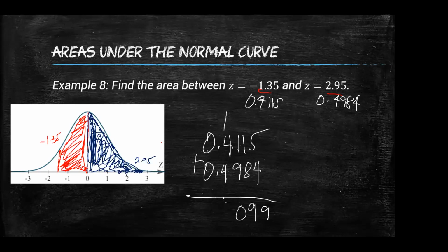So the sum is, ayan, 990, carry 1, 9, ayan, point. Okay, the answer or the area between z is equal to negative 1.35 and z is equal to 2.95 is 0.9099. And this is the area between them. Okay po ba? May question po.